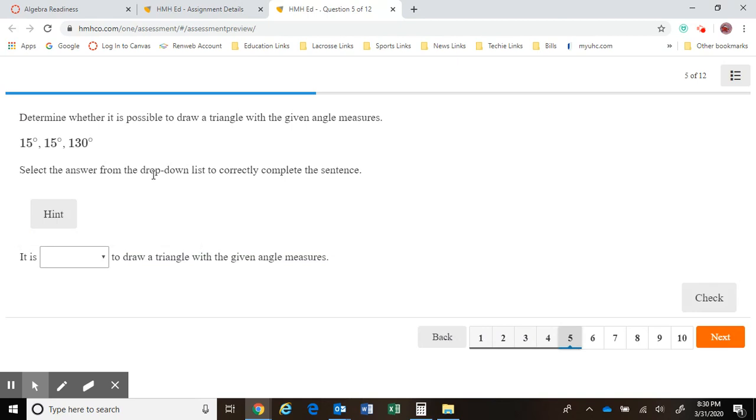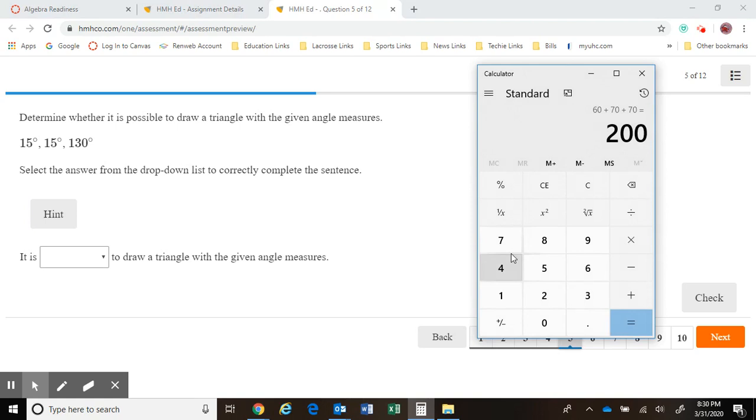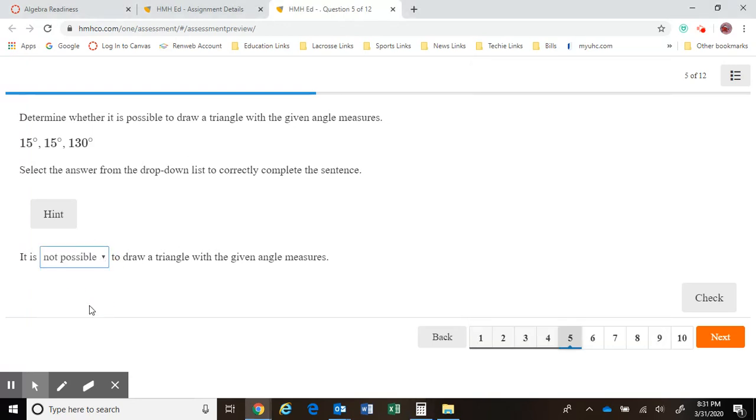Question number 5. Okay, again, determine whether it's possible to draw a triangle with given angle measures 15, 15, and 130. So again, get my calculator out. 15 plus 15 plus 130. And I get 160. So obviously that's not equal to 180, so it is not possible.